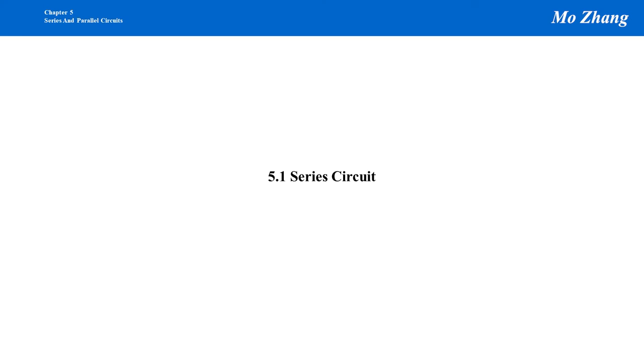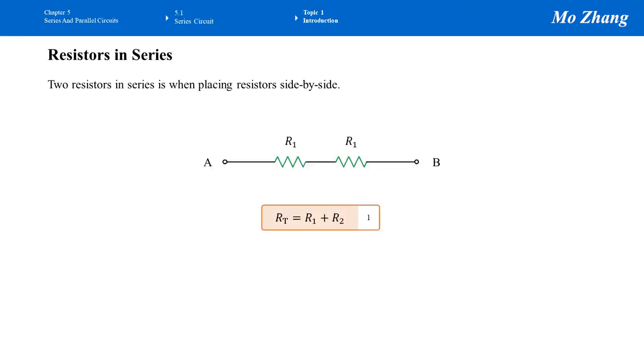5.1 series circuit. So as you can see, if we have two resistors and we connect resistors this way, resistor R1 and R2 connected side by side, this type of connection is called a series connection. In other words, the resistors are connected in series.